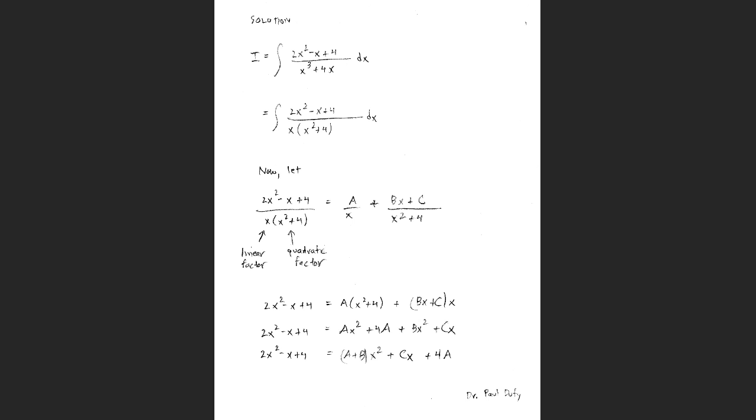Looking right here, a plus b would have to equal 2 because the x squared term has to equal the x squared term. If I've got a polynomial on the left equaling a polynomial on the right, the like terms have to be equal. So 2 has to equal a plus b. And then we have a -1x here, so -1 has to equal c.